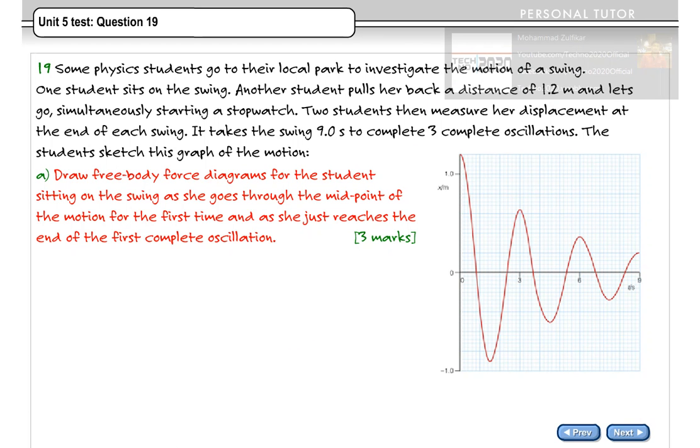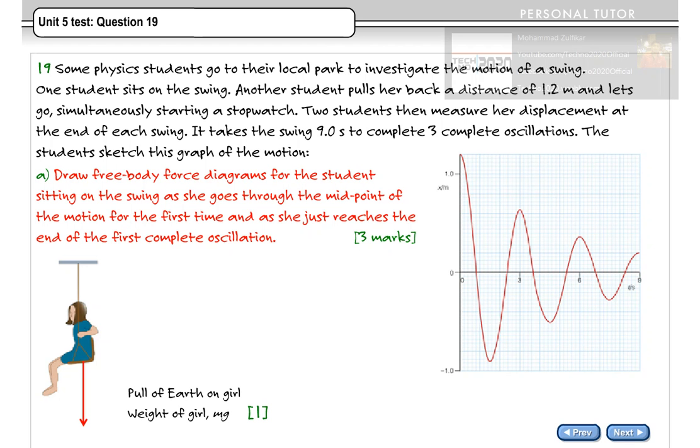In Part A, your diagram should include only the forces acting on the student. As she goes through the midpoint, she experiences no acceleration, and so the resultant force on her must be 0. There are just 2 forces acting on her, the pull of the earth vertically downwards, her weight, and the push of the seat on her bottom vertically upwards, the normal contact force. These 2 forces are equal and opposite.